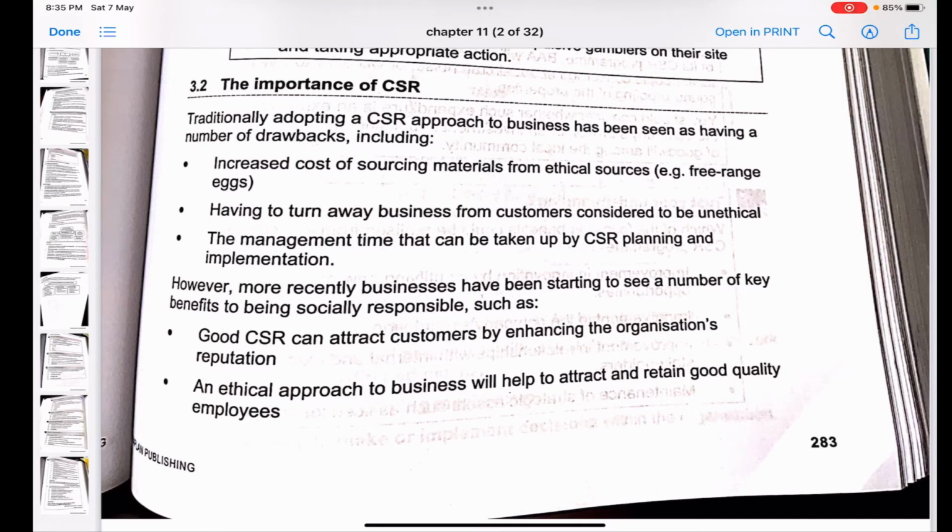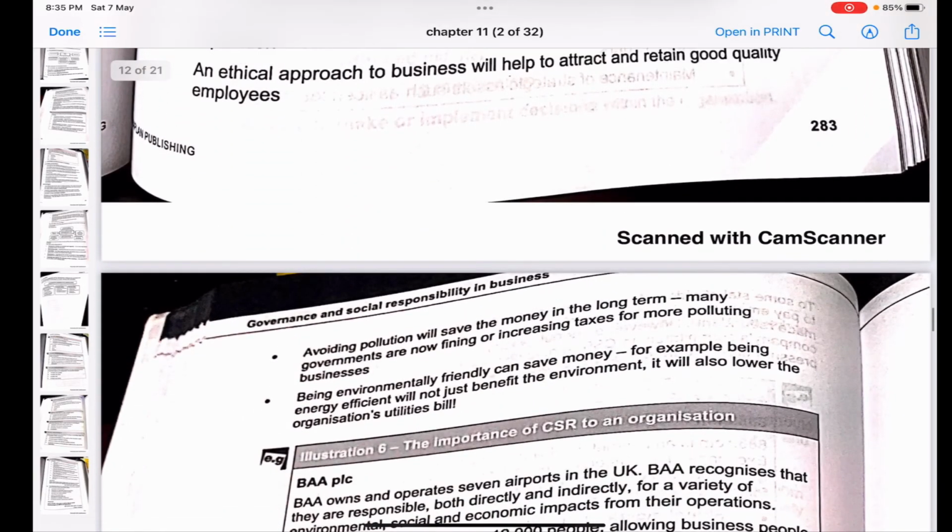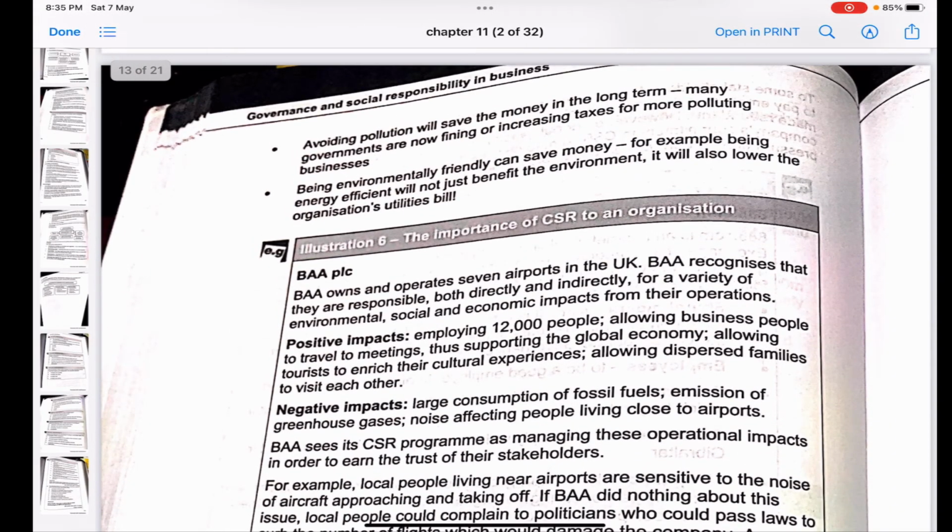However, more recently, businesses have started to see key benefits. So what are the benefits? Good CSR can attract customers by enhancing the organization's reputation, like Marks and Spencer we have seen. An ethical approach to business will help to attract and retain good quality employees. Avoiding pollution will save money in the long term.